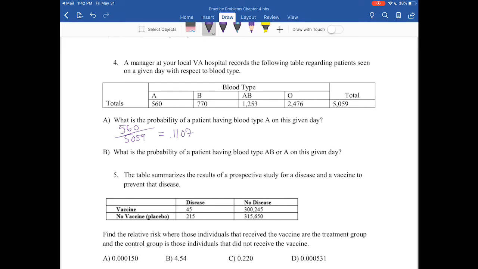For blood type A or AB, it's going to be 560 as blood type A over the total, plus probability of AB, which is 1253 over the total, and that's going to give you a value of 0.3584 or 35.84%.